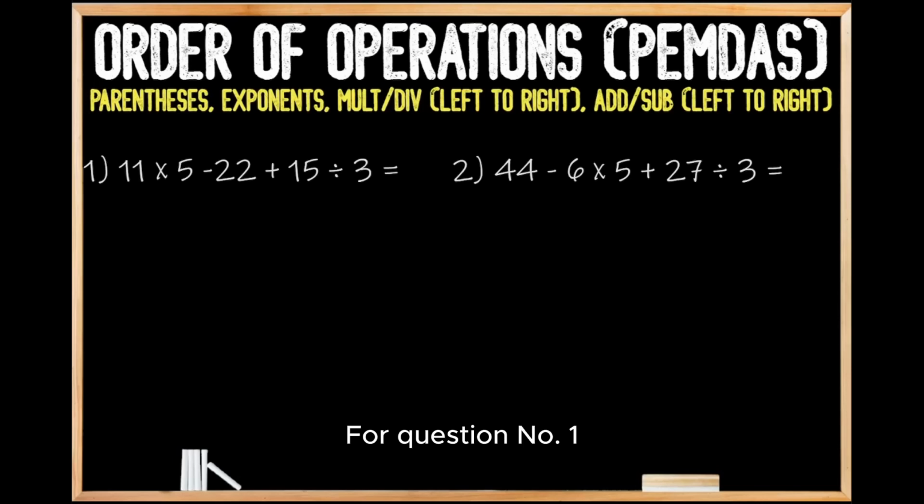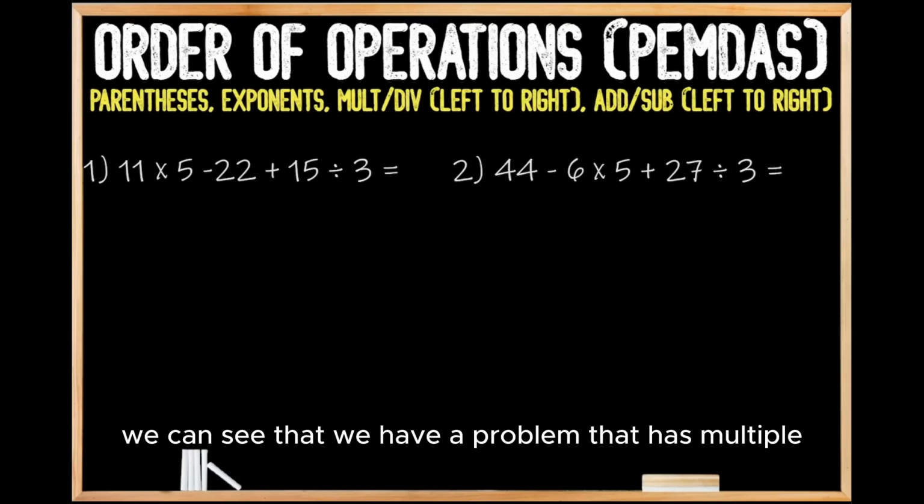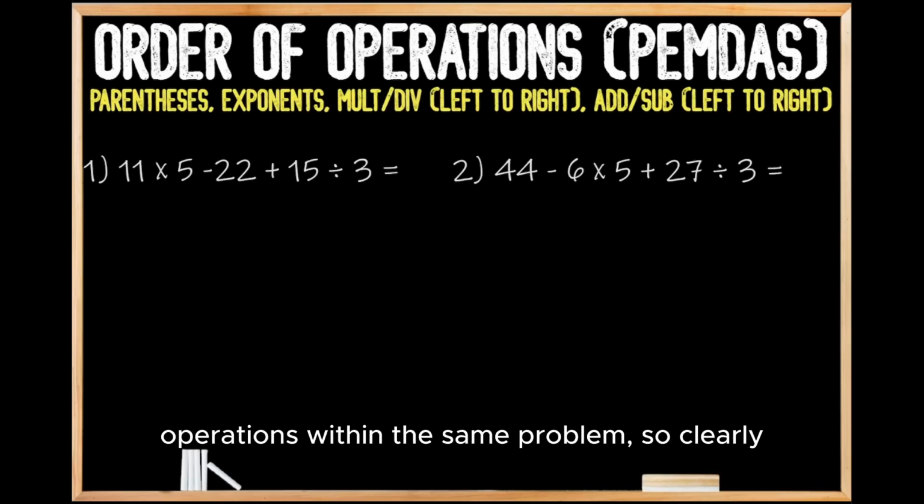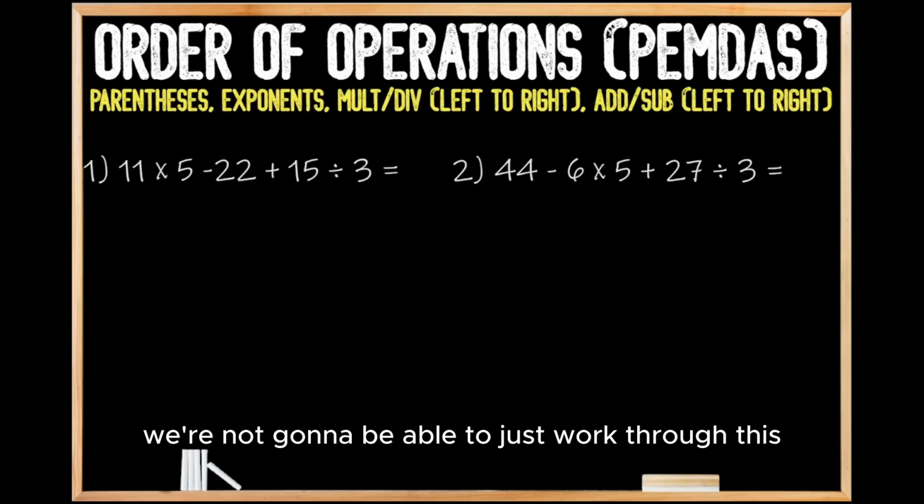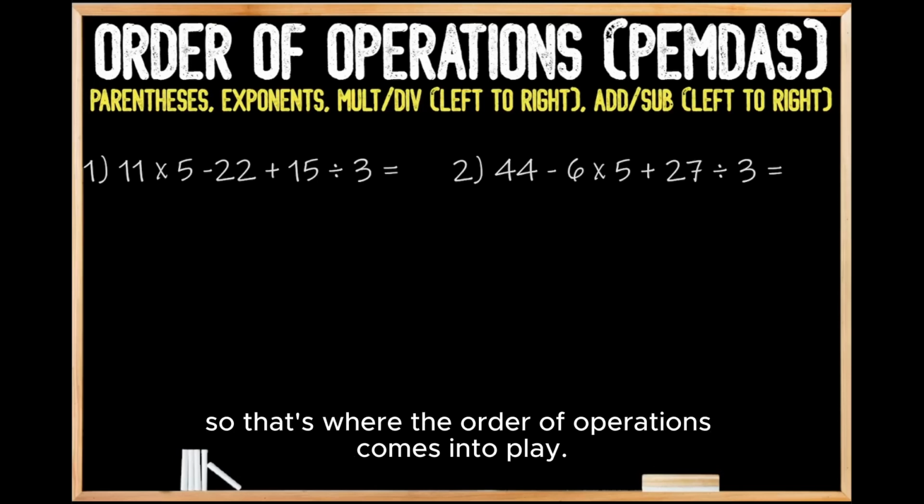For question number 1, we can see that we have a problem that has multiple operations within the same problem. So clearly, we're not going to be able to just work through this problem from left to right. So that's where the order of operations comes into play.